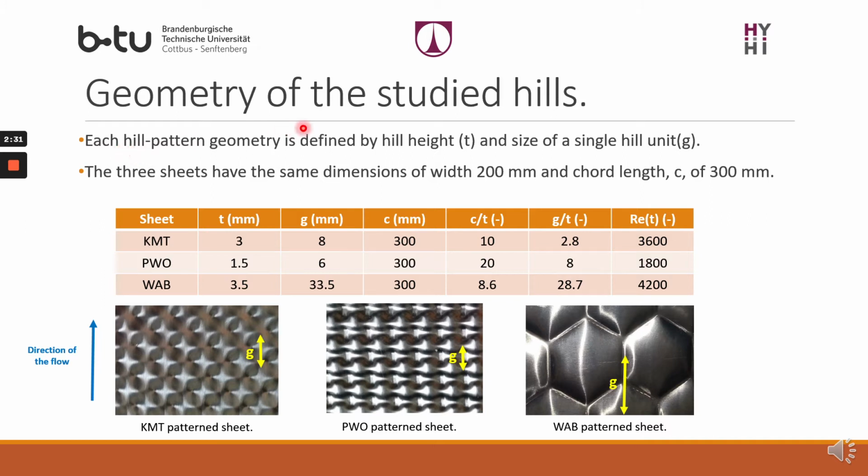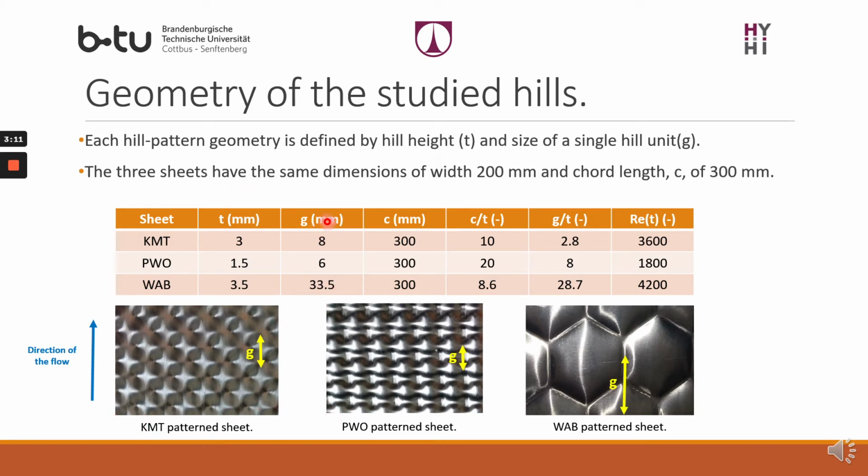Each of these geometries was defined by two parameters, the hill height, C, and the hill size, G. As we can see here, PVO had the smallest hill height as well as the smallest hill size, while the VAB had the biggest hill height and the biggest hill size. In this work, all the sheets were cut into the same outer dimensions, where it had a chord of 300 millimeters in length over the direction of the flow, and it had a width of 200 millimeters.